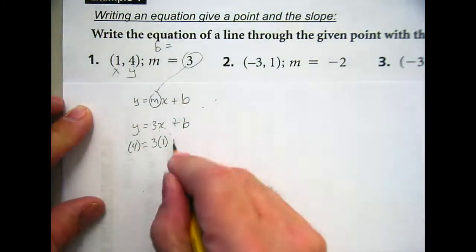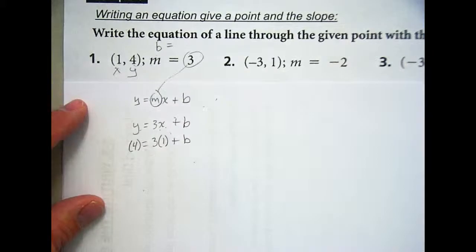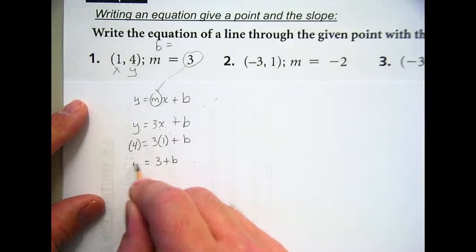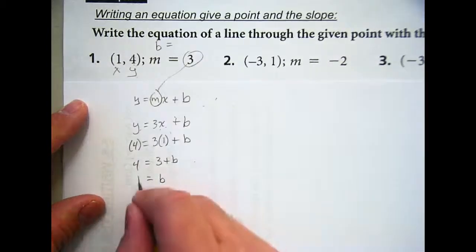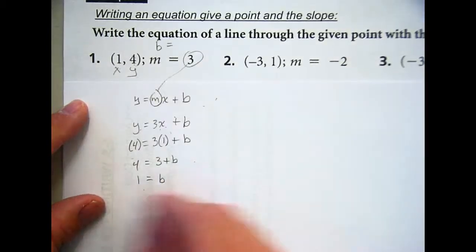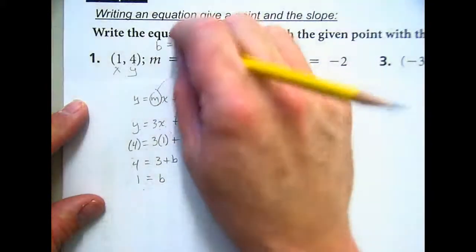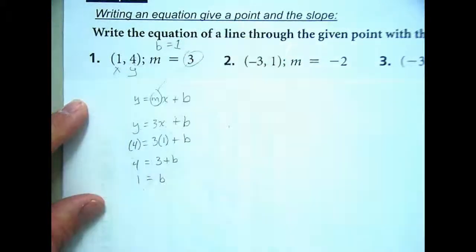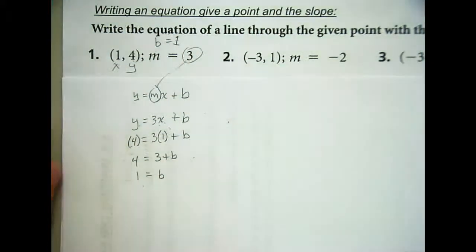And now the only variable we have left is b. We can solve for b. So 3 plus b equals 4. What is b? b is 1. All right, we subtract 3 from both sides. So b is positive 1. Okay. Any questions on what we did there?